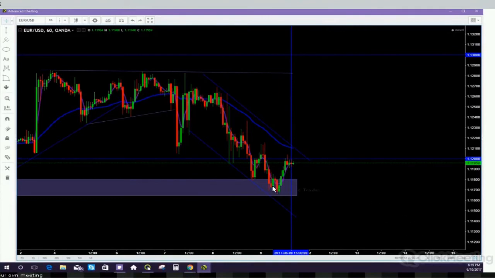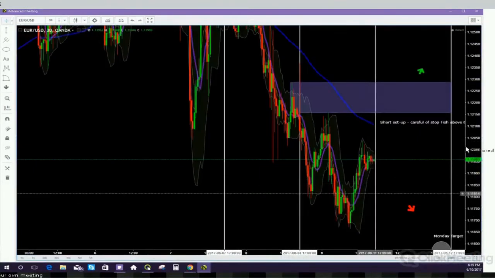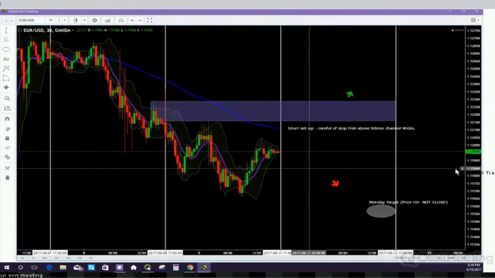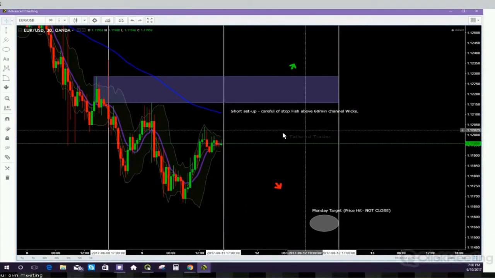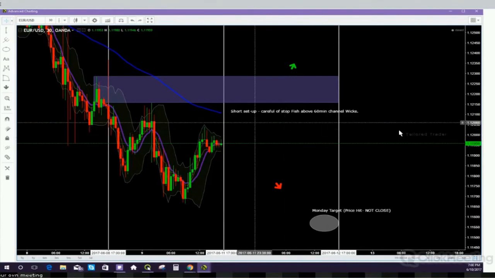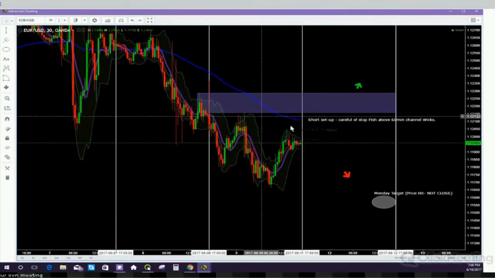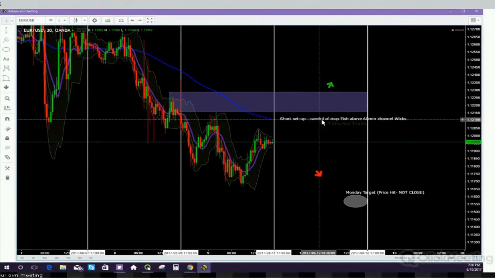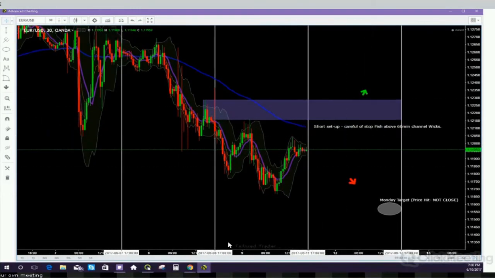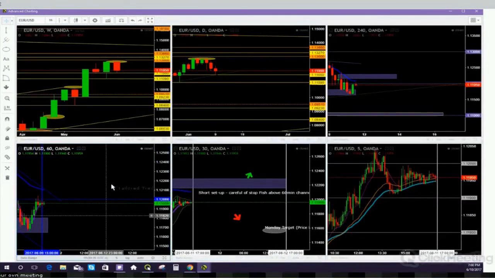And if I just go right to the 30, this is the time frame that I execute off of. The setup that I'm going to be looking at early on in the Euro USD, for the Tokyo session early Monday, is more short oriented and biased. I'll probably be looking for a short setup, and I put a note here already. Be careful of stop fishes above that 60-minute channel wick, right? So let me just go back there real quick. We'll put it side by side.